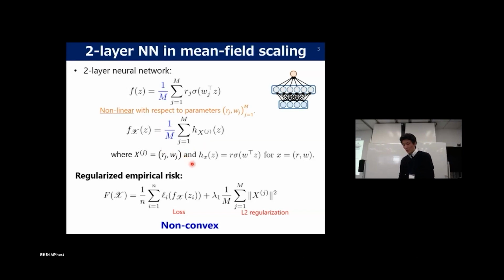Now we want to fit this model to the data. We prepare some loss function L_i, and then we want to minimize this loss function with respect to the parameters. Maybe you can add some L2 regularization. However, the problem is that the model f_x is nonlinear with respect to the parameter x. Therefore, even if the loss L_i is convex, the non-linearity of f_x makes this a non-convex optimization problem. So in general, it is difficult to optimize this objective function.